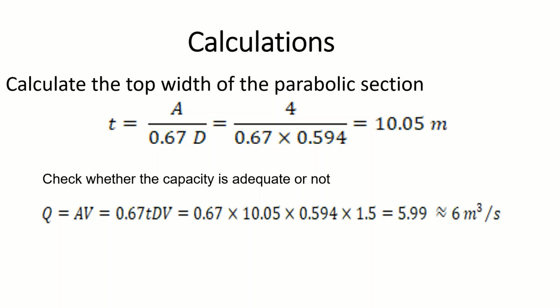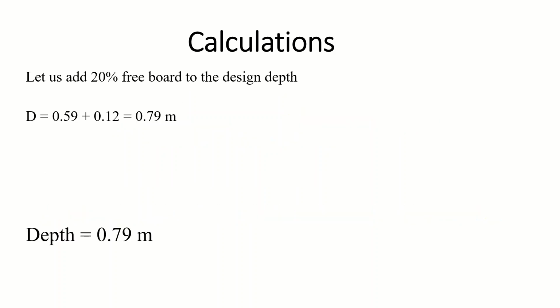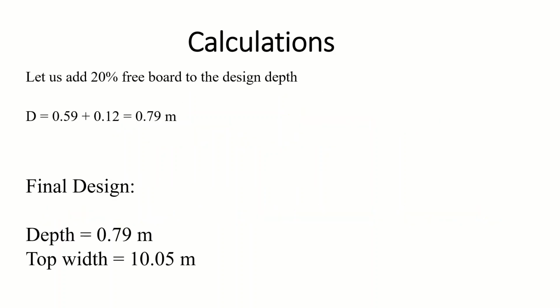Now Q is equal to AV, which is equal to 0.67 TD multiplied by V. Upon substituting value of top width, we just calculated 10.05. Velocity 1.5 already given. D we have calculated 0.594. Upon substituting these values here, we will get the answer for discharge. Discharge is 5.99, which is approximately equal to 6 meter cube per second. So our design is appropriate.